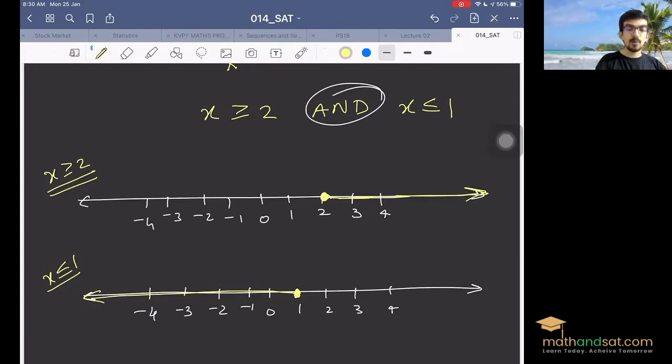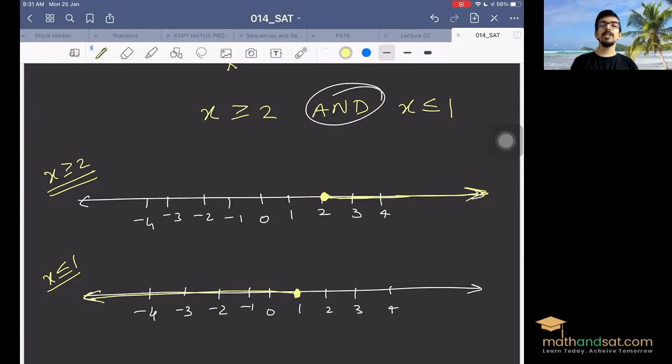Now you just overlap these two. Do you see any common points? You just try to overlap these two in your minds. Do you see any common points? No, you don't see any common points. Since they are connected by AND, AND simply stands for what? The common points, the intersection. Okay. Got it? Yes, cool.